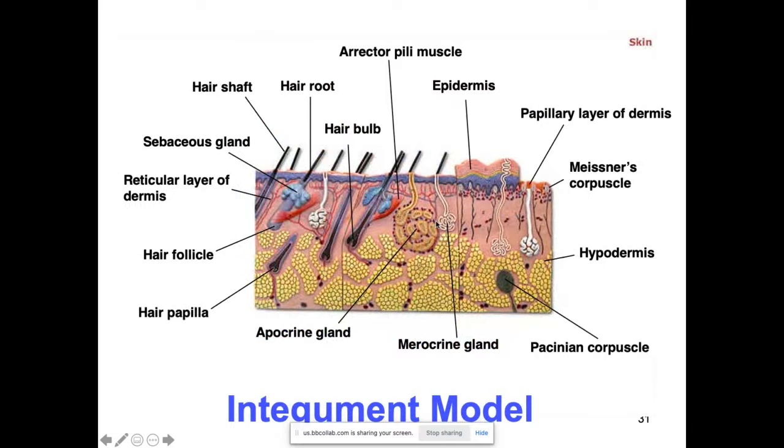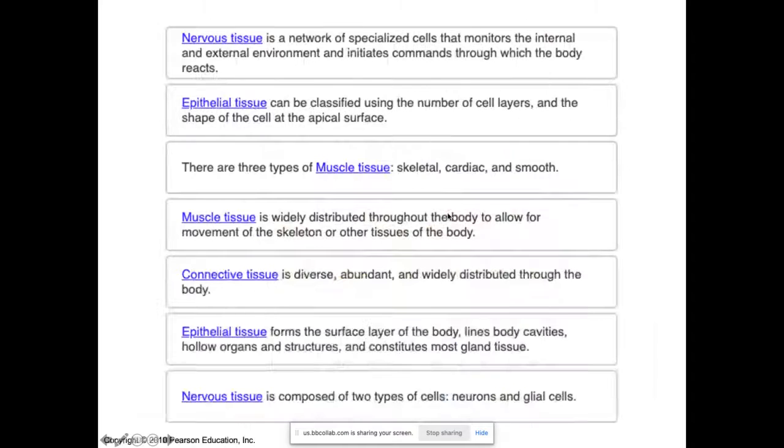Again, this is just another model of the skin. So now let's see if we can figure this out. Let's see, what type of tissue? We're looking at a network of specialized cells that monitor the internal and external environment. Well, okay, if it's monitoring the inside and outside, and it's going to initiate a command, well, that's your Houston control, right? That's your neural tissue.